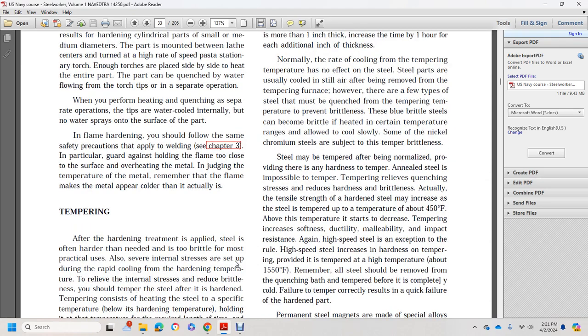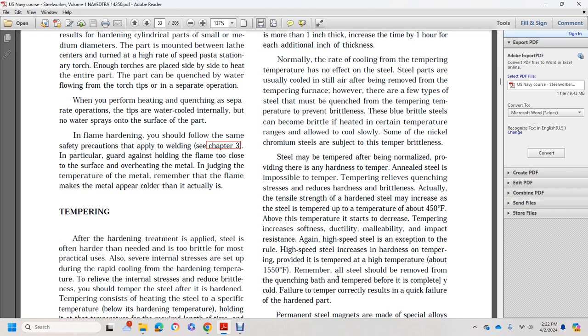Steel may be tempered after normalizing, provided there is any hardness to relieve, but it is impossible to temper annealed steel. Tempering relieves the quenching stresses and reduces hardness and brittleness. The tensile strength of hardened steel may increase as the steel is tempered to a temperature of about 450 degrees. Tempering increases softness, ductility, malleability, and impact resistance, although again high-speed steel is an exception to the rule. High-speed steel increases in hardness when tempered at a high temperature, about 1550 degrees Fahrenheit. Remember, all steel should be removed from the quenching bath before it is completely cold.